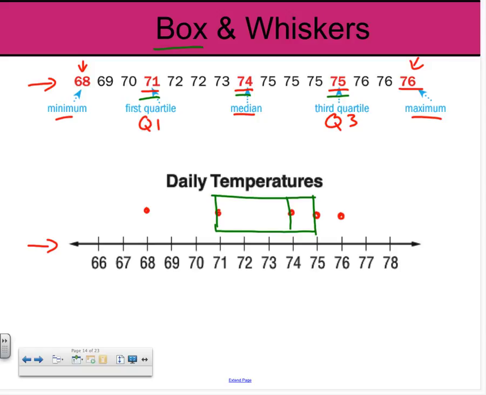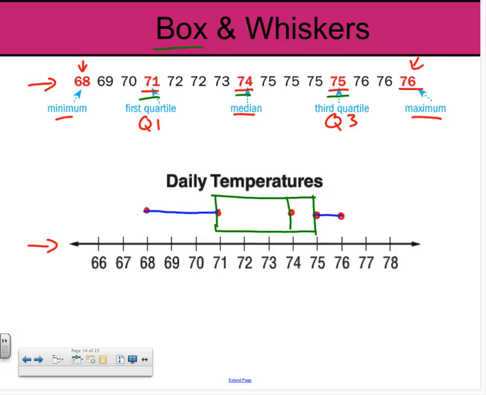And then what I'm going to do is create the whiskers. All right, so if you think of a cat or an animal with whiskers, we're going to have a couple lines going sideways. And those lines go from the dot from the first quartile to the minimum, and then also from the third quartile to the maximum, and there we have our whiskers. So this is a box and whiskers plot.